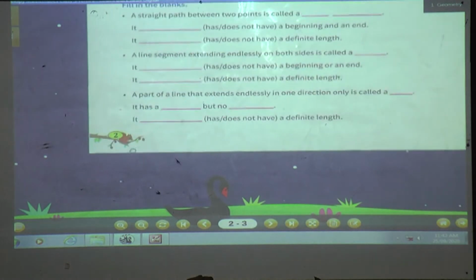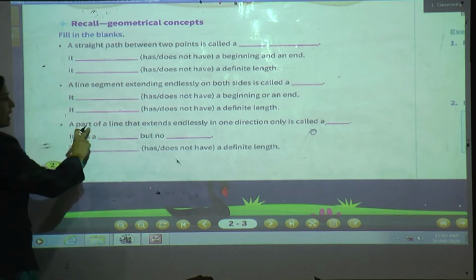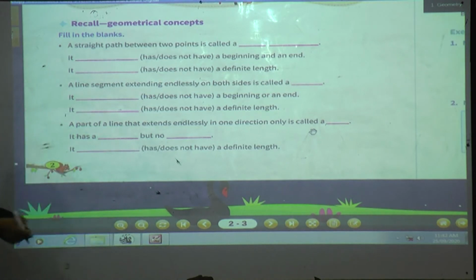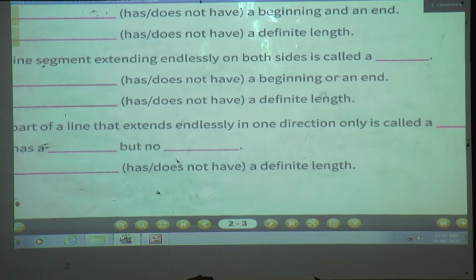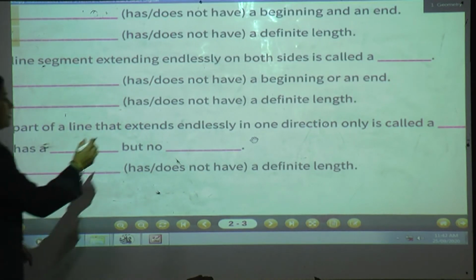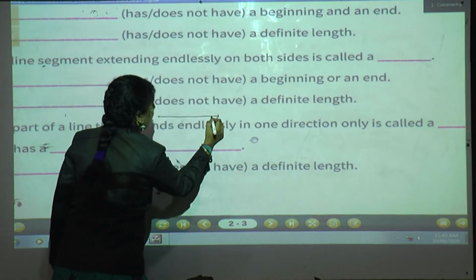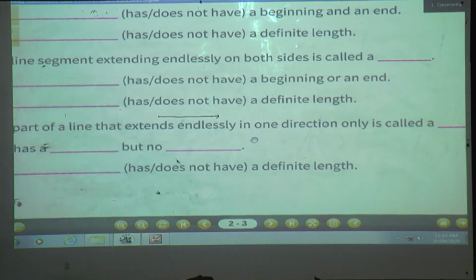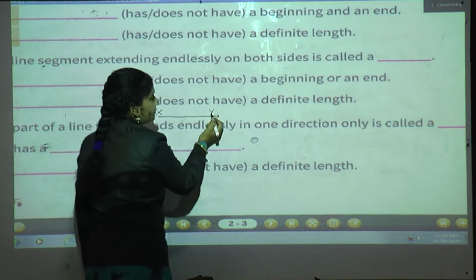A part of a line that extends endlessly in one direction only is called a, yes students, it is called a ray. See, it starts from one point and extends endlessly. So it is called a ray.